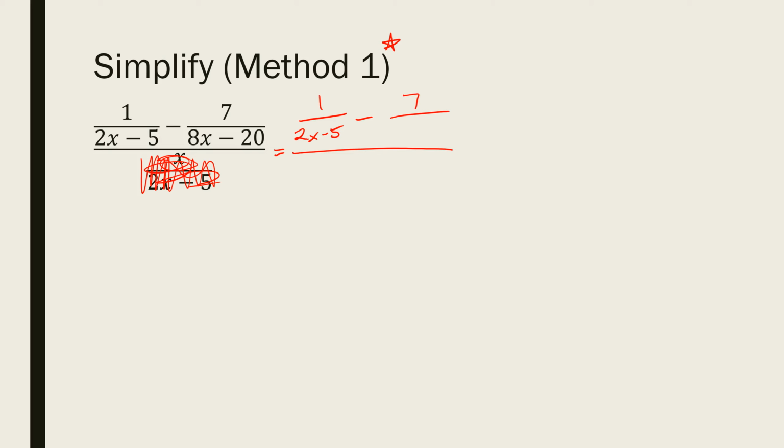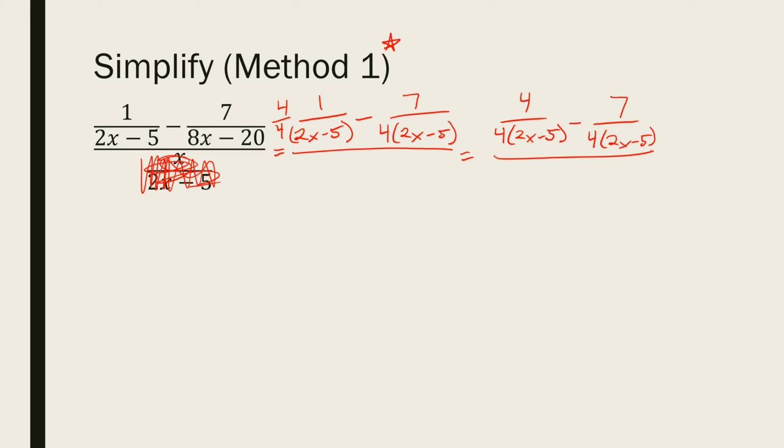The first denominator can't be factored. The second denominator I can pull out a 4. And so we see now that each of these fractions has 2x minus 5 in the denominator. All I need to do is multiply this first fraction by 4 over 4. That will give me the least common denominator that I need. So now I do have the least common denominator, and I am set to subtract these fractions.